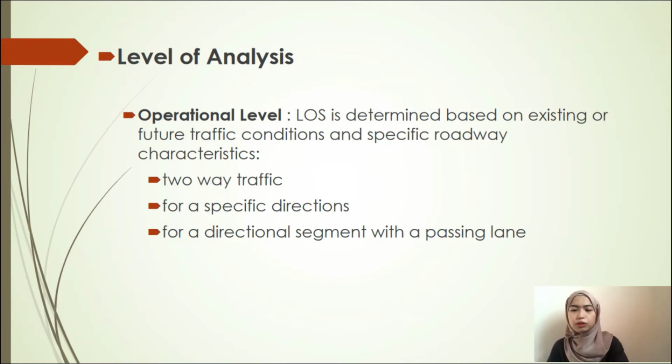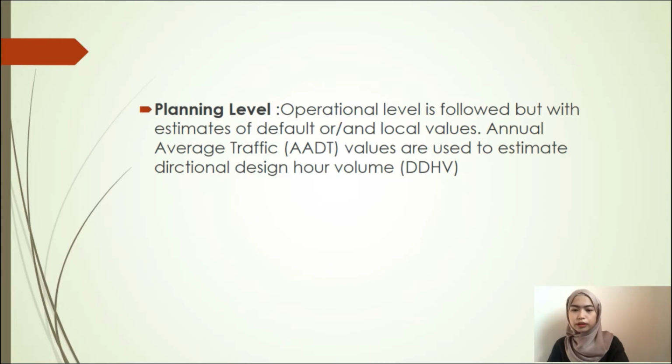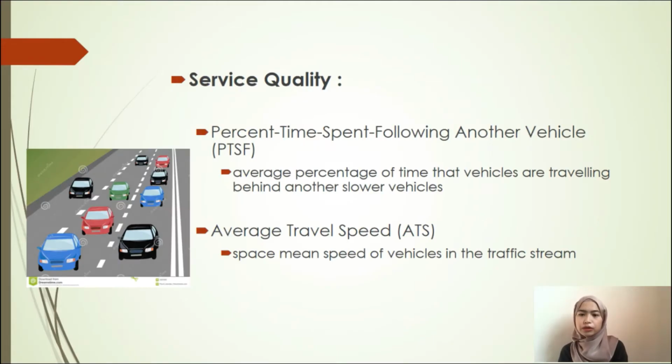At planning level, the operational level is followed, but with estimates of default or local values. Annual average traffic values are used to estimate directional design hour volume. There are two measures used to describe the service quality of a two-lane highway. The first is the percent time spent following another vehicle, and second is the average travel speed.